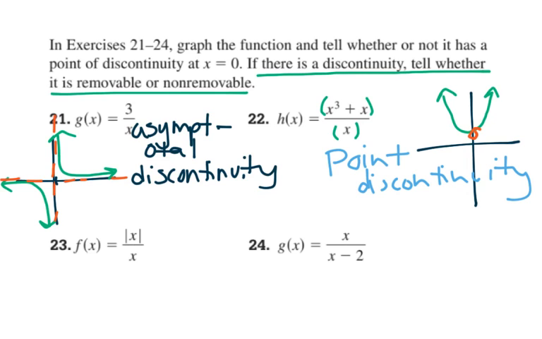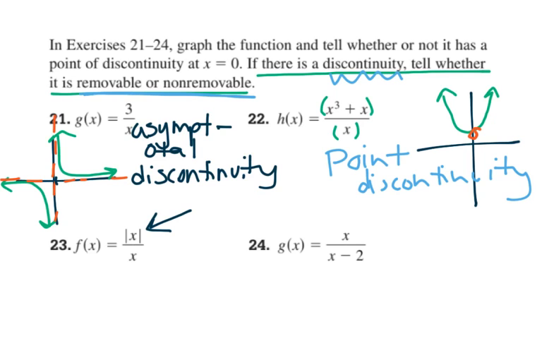All right. So again, this removable, non-removable is not really what we're looking for. It's more about the type of discontinuity. All right. So the next one is a little bit different because this is your absolute value.